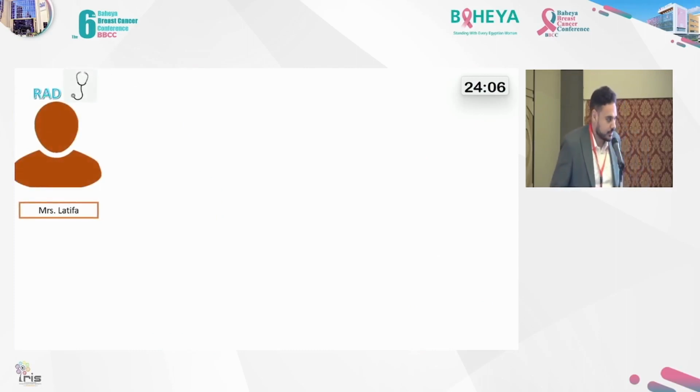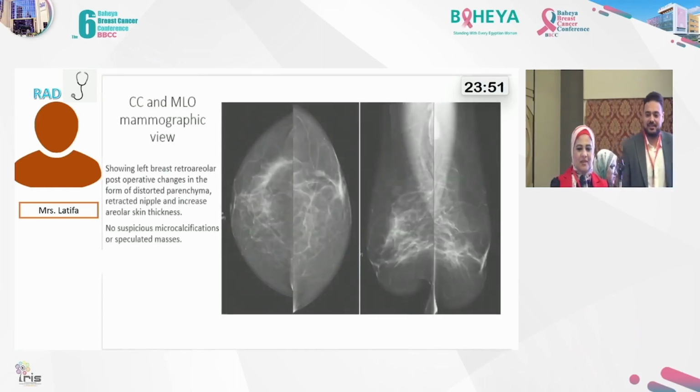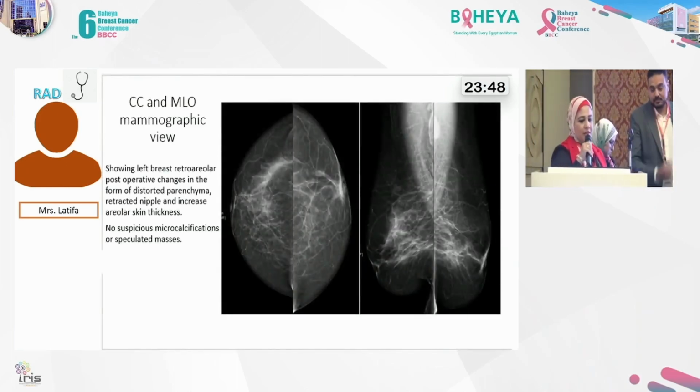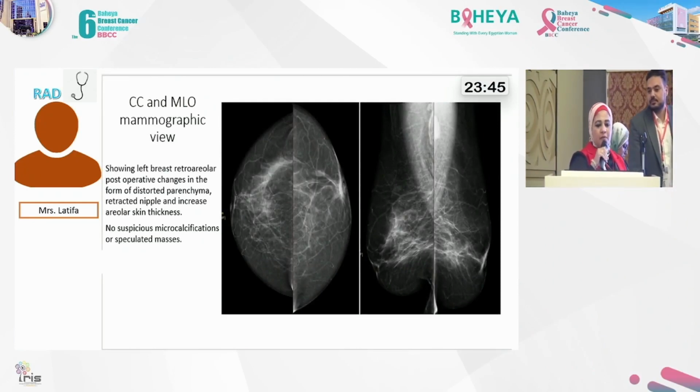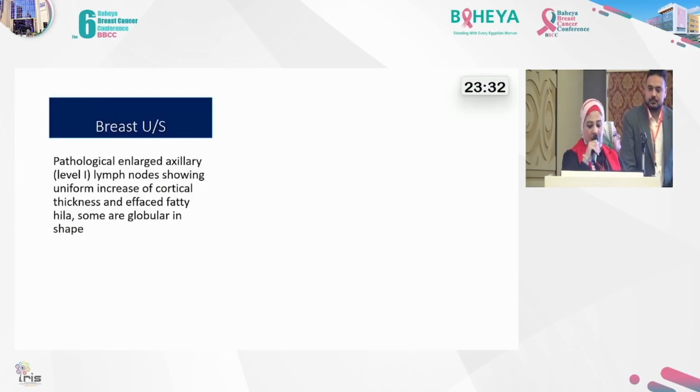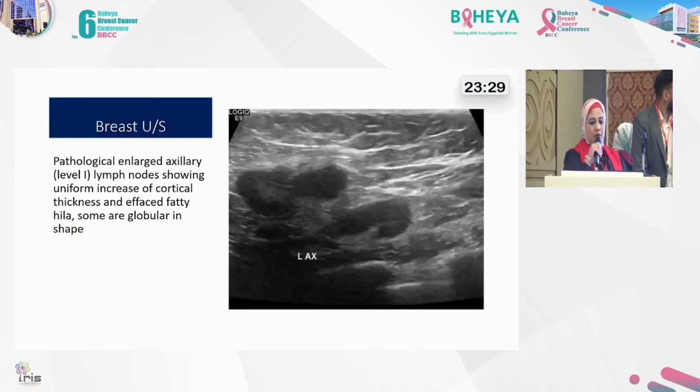So let's start with Ms. Latifa. The patient came for screening. Mammogram was done showing left breast retroareolar post-operative changes in the form of distorted parenchyma, dilated nipple, and increased areolar skin thickness. No suspicious microcalcifications or spiculated masses. Breast ultrasound revealed pathologically enlarged axillary level 1 lymph nodes showing uniform increase of cortical thickness and effaced fatty hilum. Some are globular in shape.